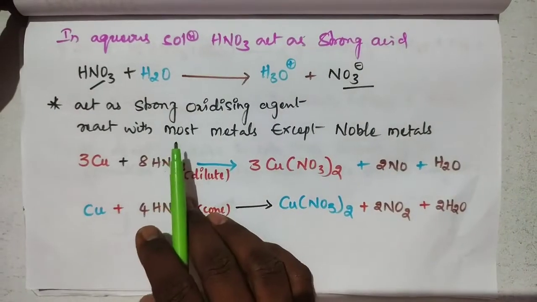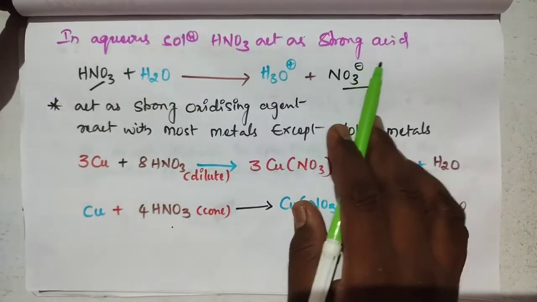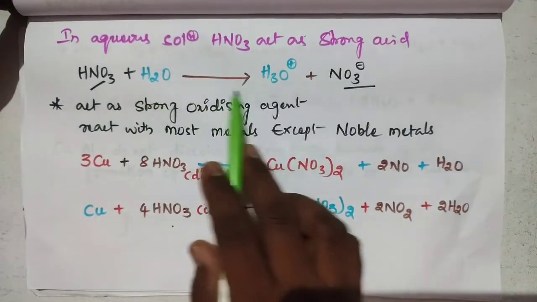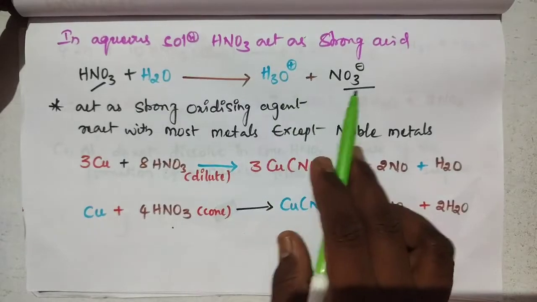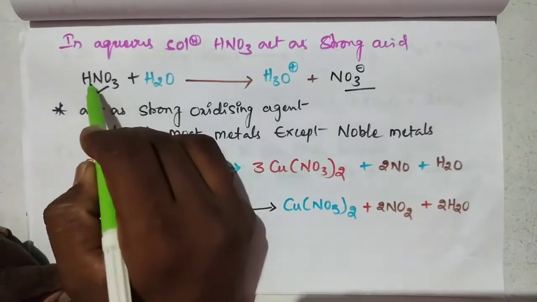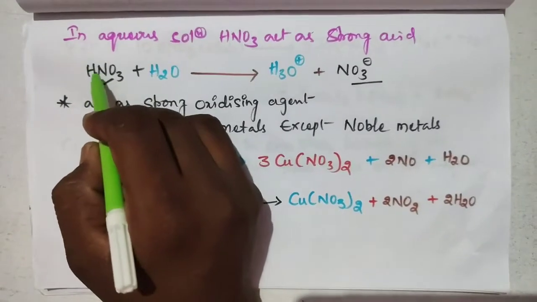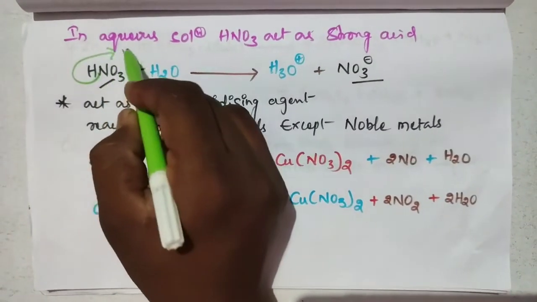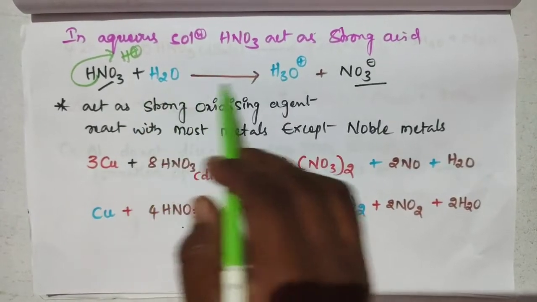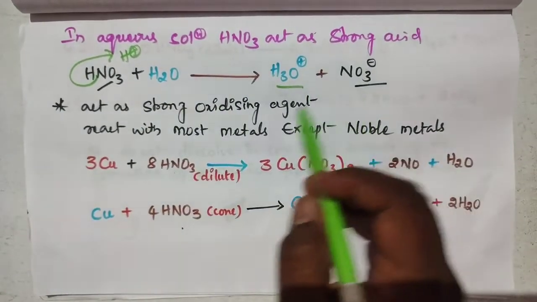In aqueous solution, HNO3 acts as a strong acid. HNO3 dissolved in water, we get H3O plus and NO3 minus. In this, HNO3 with H2O, the H plus released by the HNO3 is absorbed by the H2O, and we get H3O plus and NO3 minus.